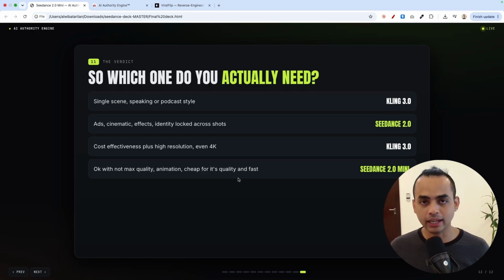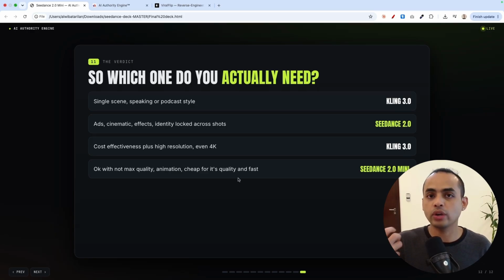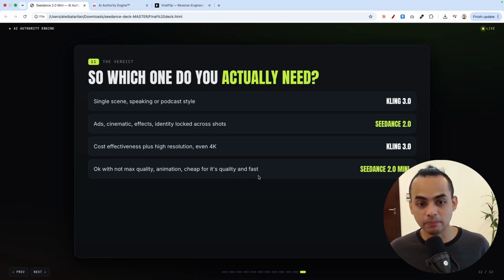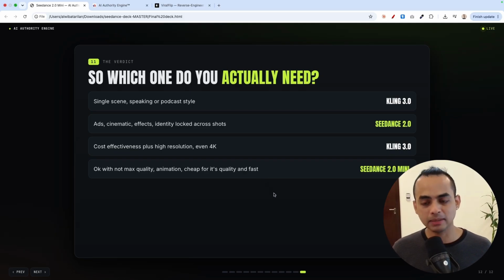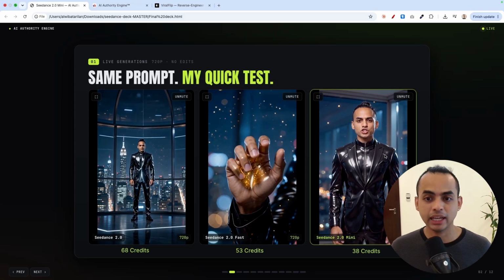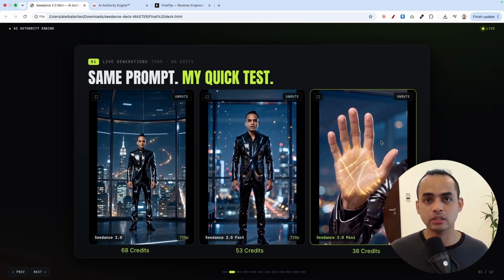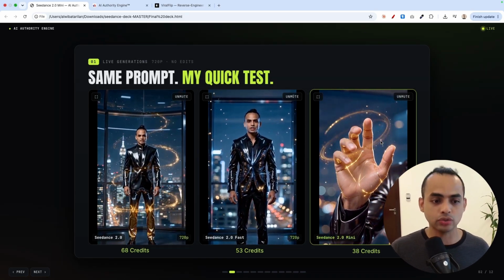And if you're okay with not the maximum quality, and maybe you want to use this for creative animation or a storybook or any of that kind of stuff where it doesn't have to be hyper realistic and it's cheap in terms of quality and fast, I think this is where Seedance 2.0 Mini actually sits in. So bottom line is Seedance 2.0 Mini is really cost effective. It's really good for the cost that we are paying. And if you can accept certain parts not to be hyper realistic, it is actually a very good model to use.